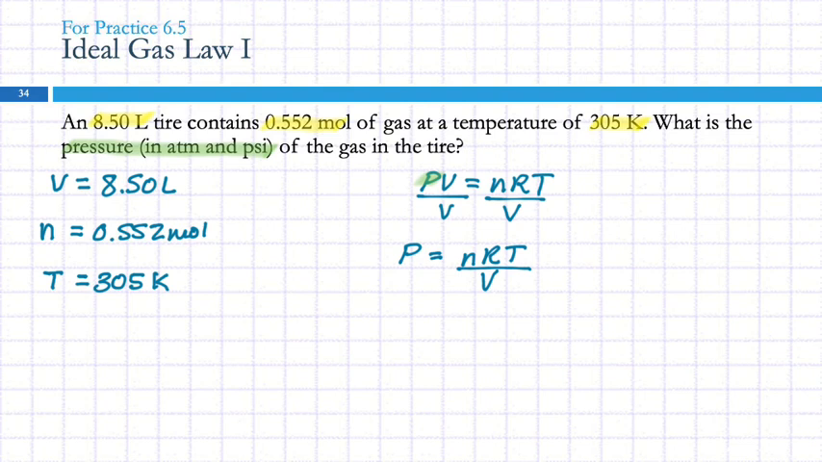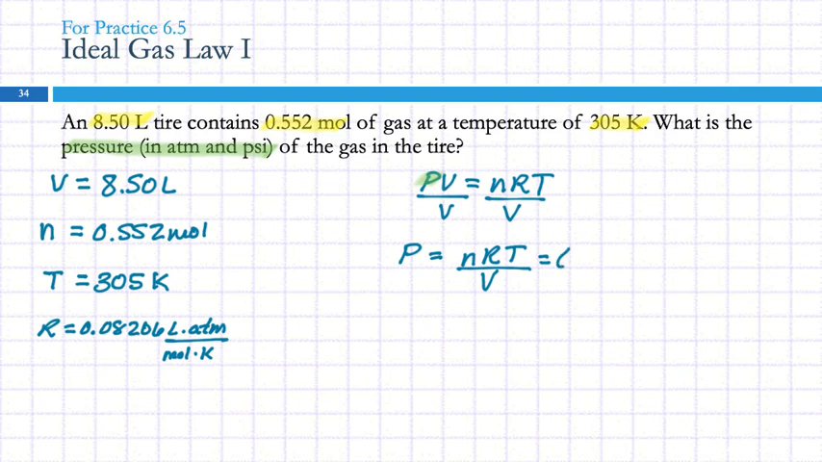Well, they didn't give us R. R is 0.08206 liters atmospheres over moles Kelvin. These are the units that we have to use in the ideal gas law. So we can plug everything in here.